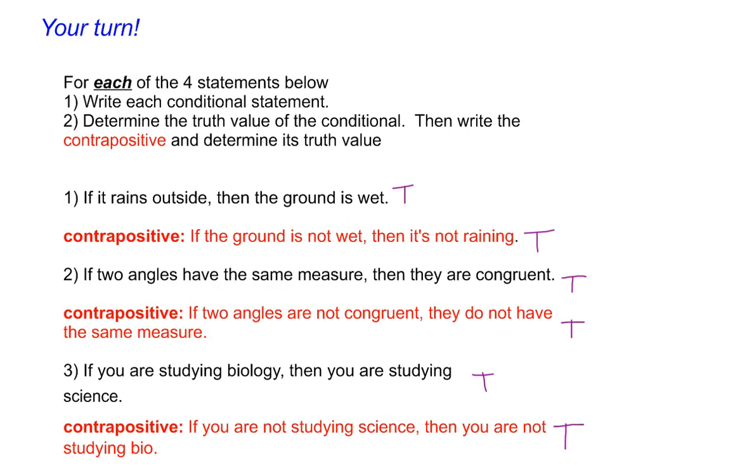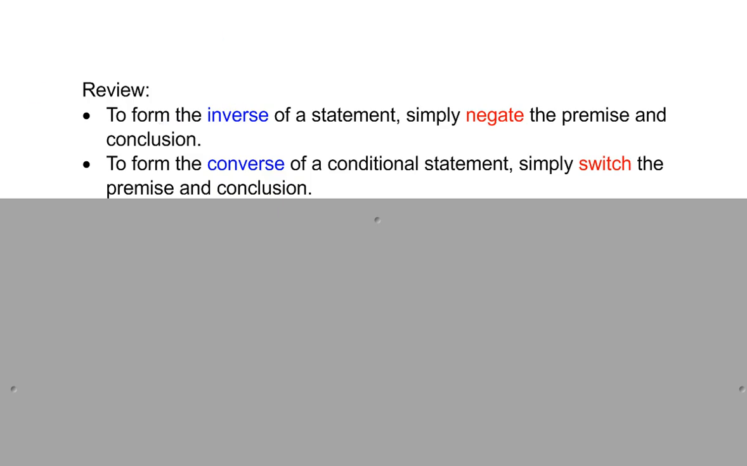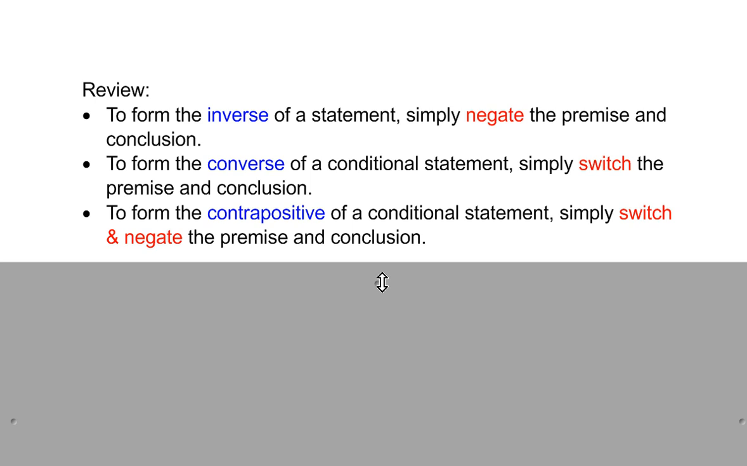So let's very quickly review what we've learned so far. We've learned the inverse of a conditional statement. We've learned the converse of a conditional statement. And finally, we learned the contrapositive of a conditional statement, which simply switches and negates both the premise and conclusion. All this belongs in your notes. If you need to review, be my guest and check Jupyter for your homework.